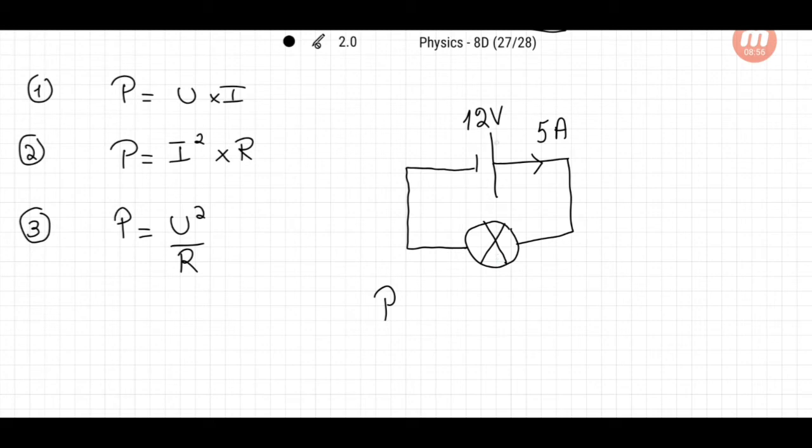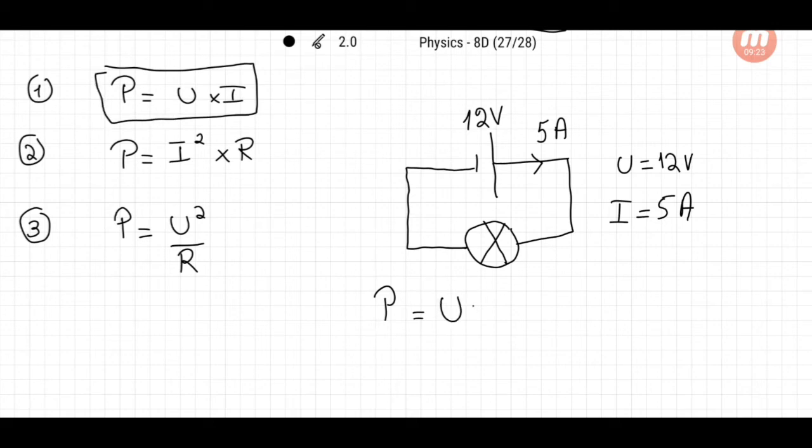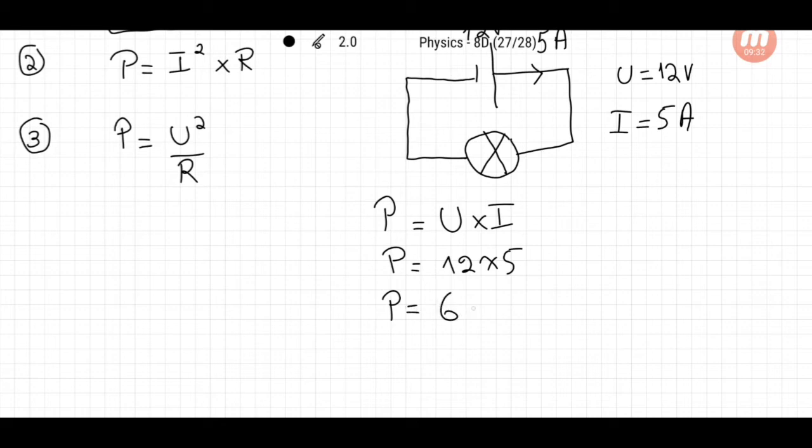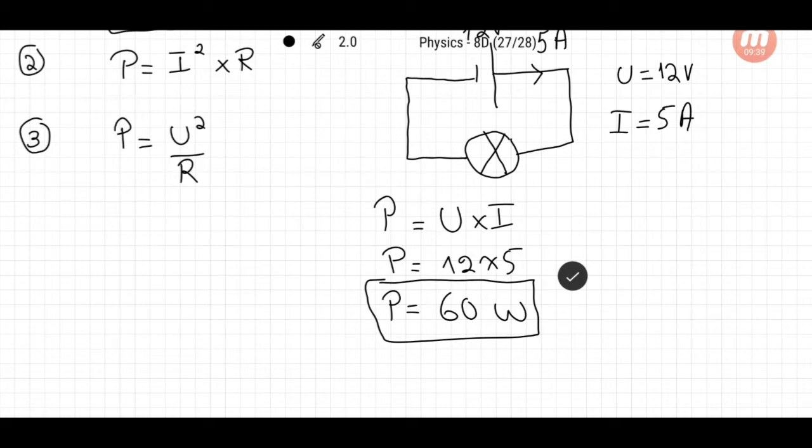Now I have the voltage of the lamp is 12 volts, which is the voltage of the battery, and the current of the lamp is 5 amperes. Since it is the only appliance in the circuit, it will take the total voltage of the battery. So P equals, I have U equals 12 volts and I equals 5 amperes. So P, I can use this formula, which is U times I. So P equals 12 times 5. P equals 60 watts. So the power consumed by the lamp is 60 watts.